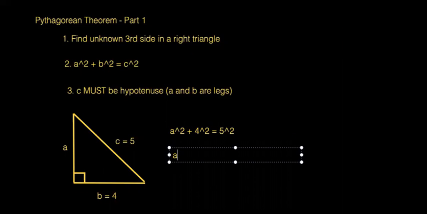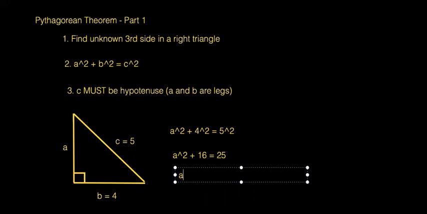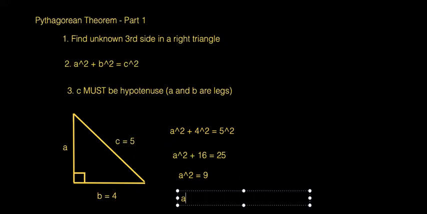So then we get a squared plus 16 equals 25. We subtract 16 from both sides. We get a squared equals 9. We take the square root of both sides. We get a equals 3, right? So we just solved for the third unknown side, which is a leg.